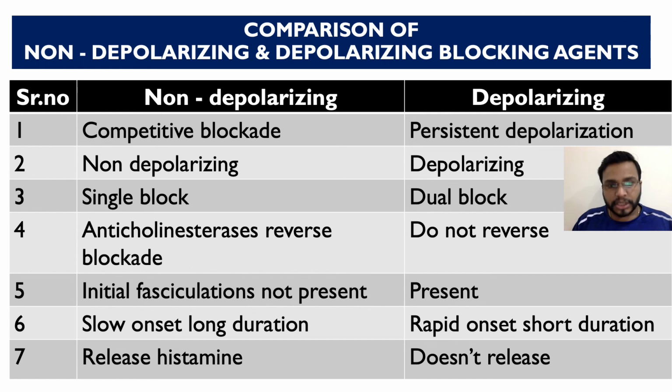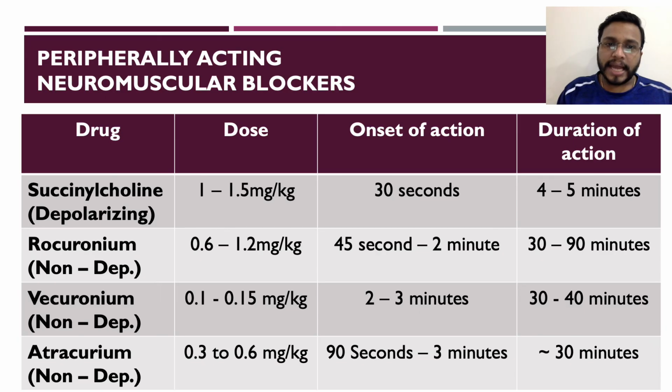It has a slow onset but long duration. Here it is a more rapid onset and shorter duration. The newer drugs have less histamine release, but there is histamine release with the older drugs. These do not have any histamine release. So this is just the comparison between both the agents, and as discussed earlier, these are the various doses that you have to be aware of for each of the drugs.